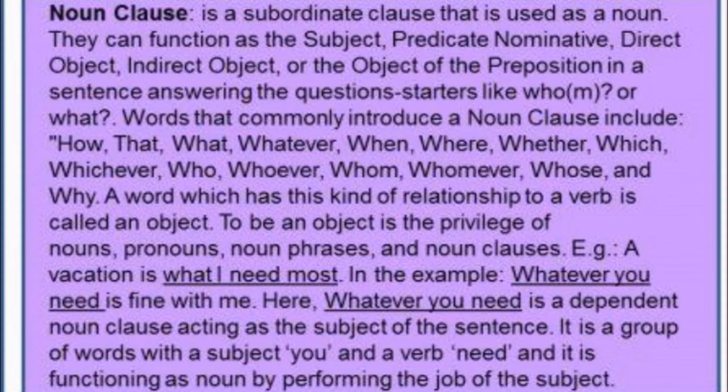A word which has this kind of relationship to a verb is called an object. To be an object is the privilege of nouns, pronouns, noun phrases, and noun clauses. A vacation is what I need most.